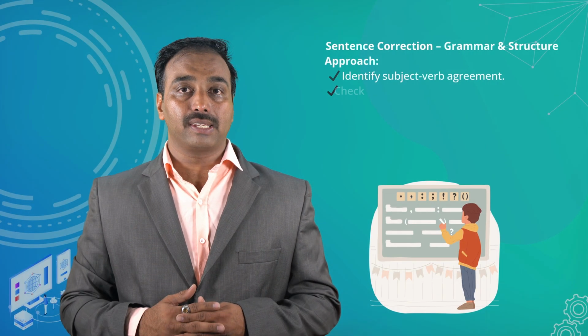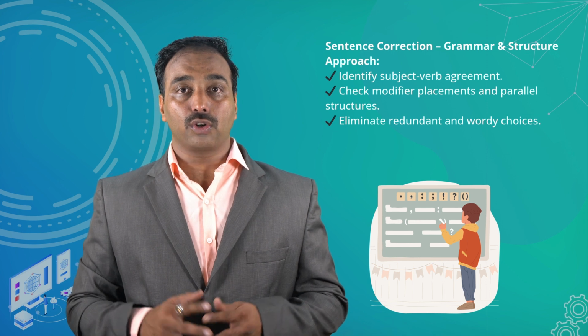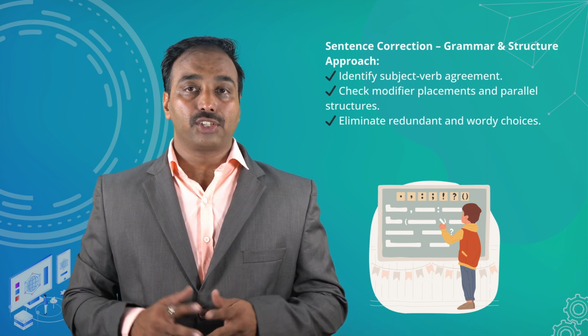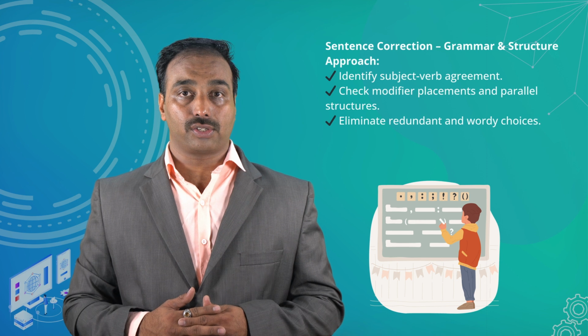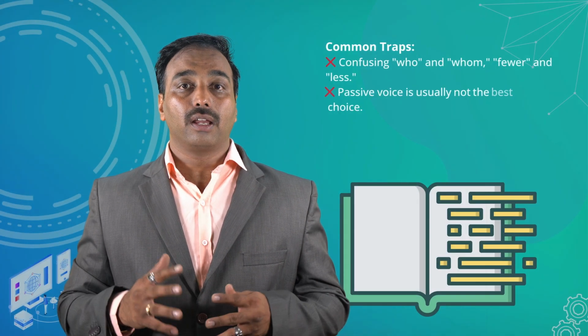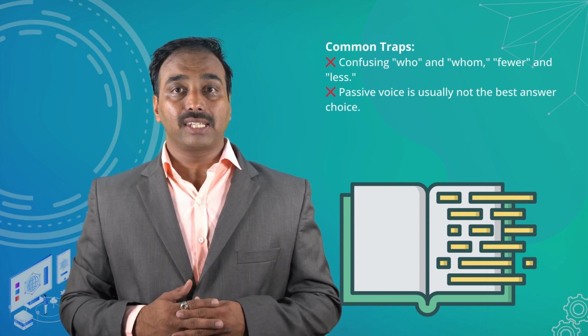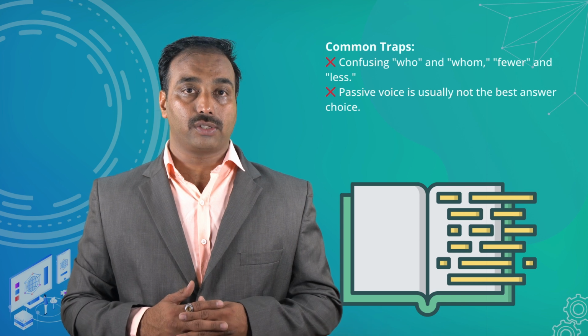The next type is sentence correction. You have to focus on grammar and structure. The approach is you should identify subject-verb agreement. Check modifier placements and parallel structures. Eliminate redundant and wordy choices. The common traps are confusing who and whom, fewer and less. Passive voice is usually not the best answer choice.